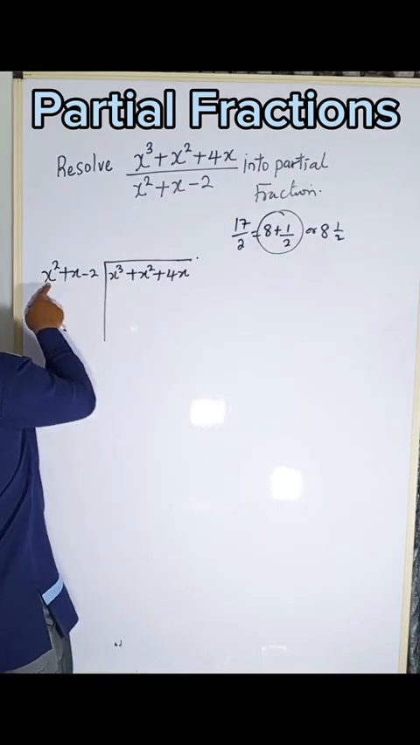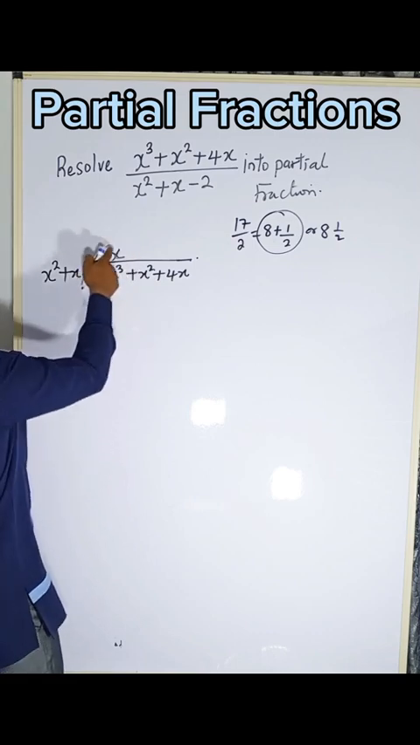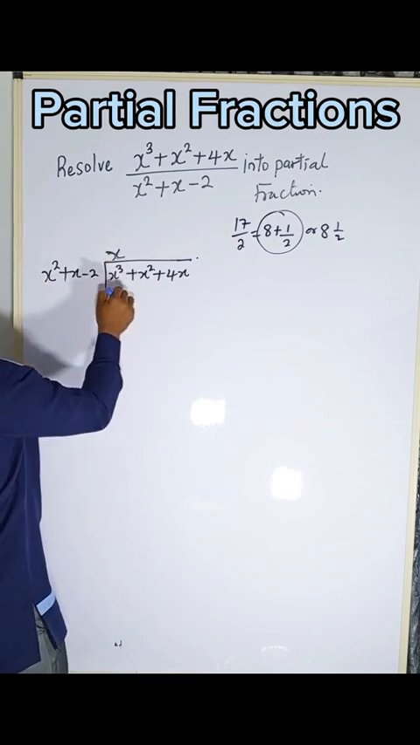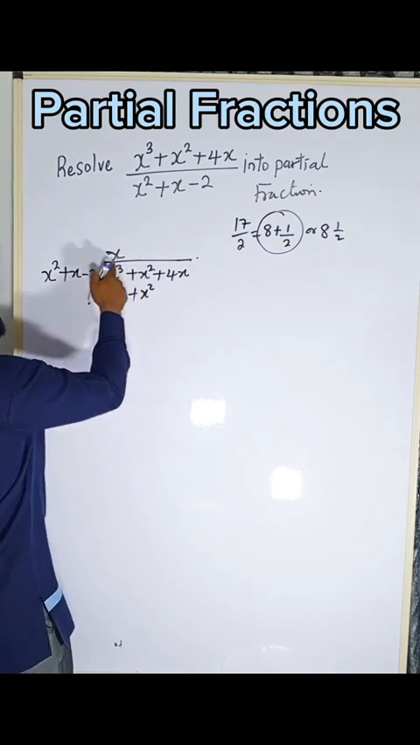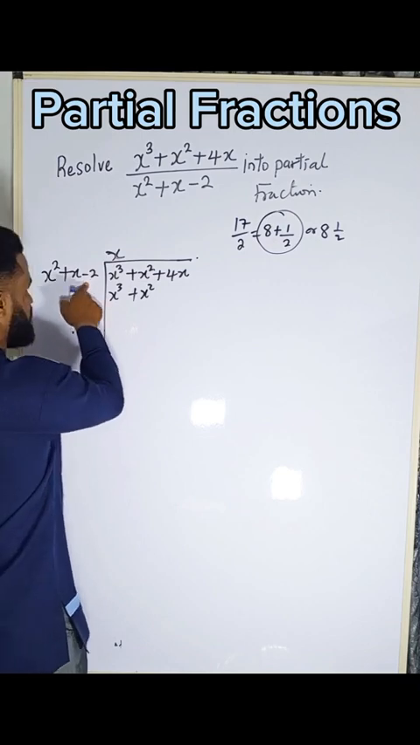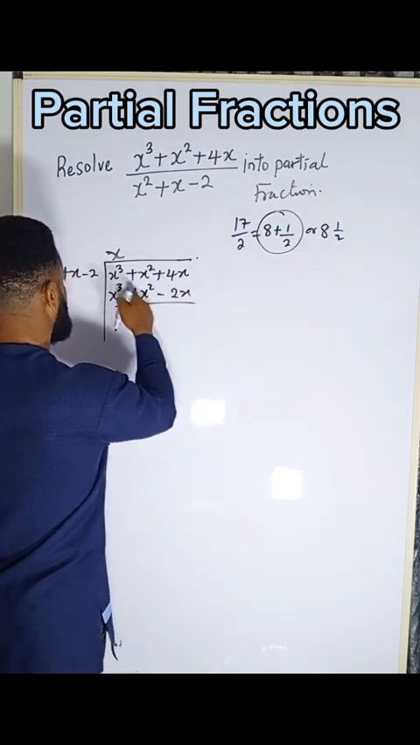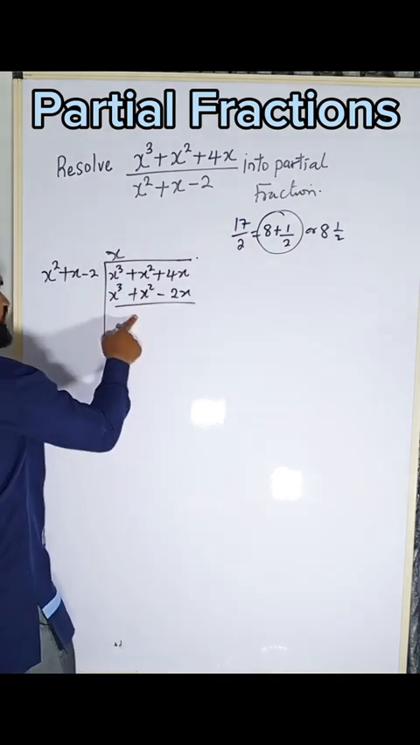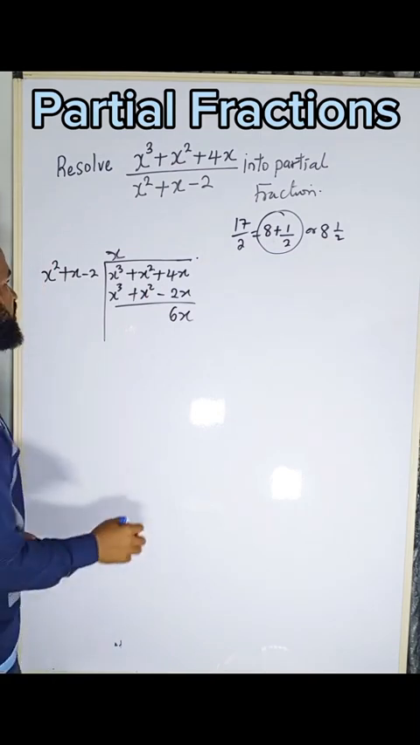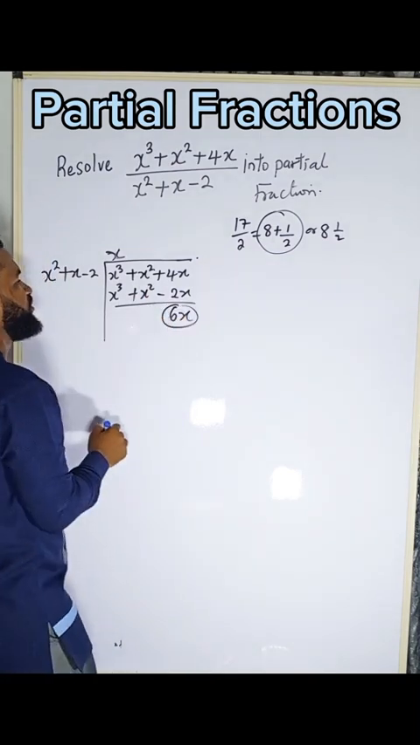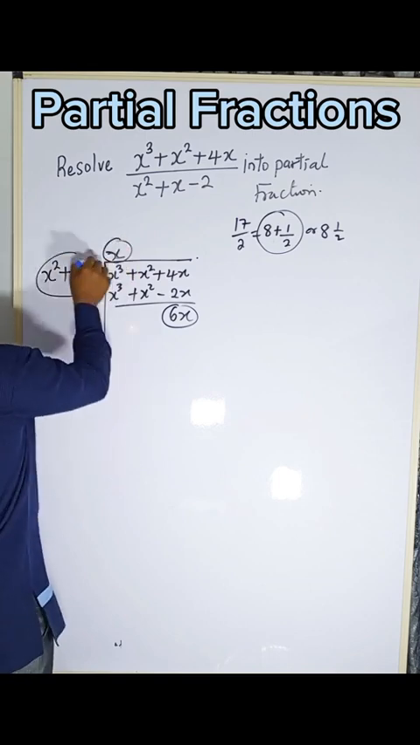x cubed divided by x squared is going to be x. So x times x squared is going to be x cubed. x times x is going to be plus x squared. x times minus 2 is going to be minus 2x. This minus this is 0. This minus this is 0. This minus this is going to be 6x. All right, so this is my remainder. This is my quotient. And this is my divisor.